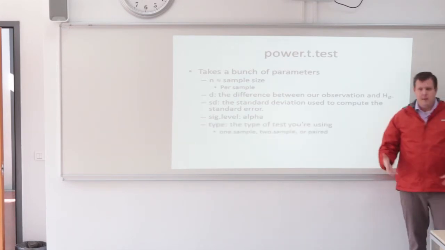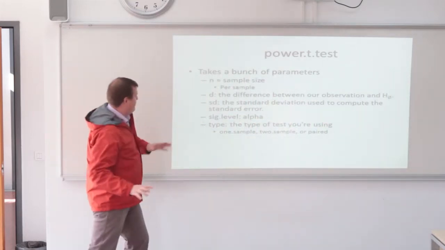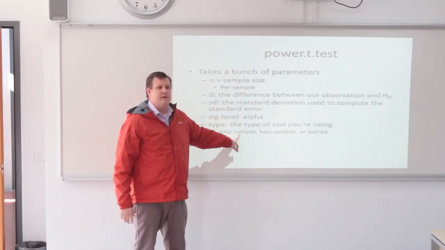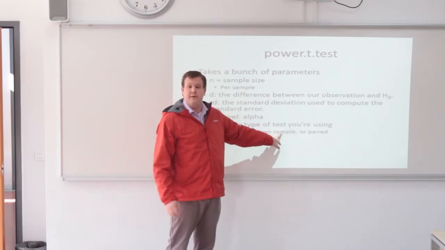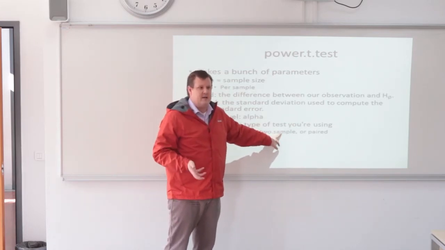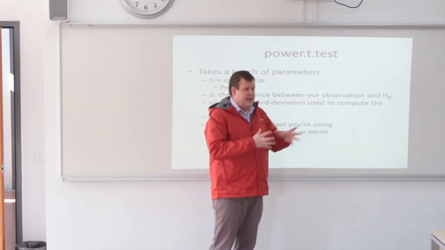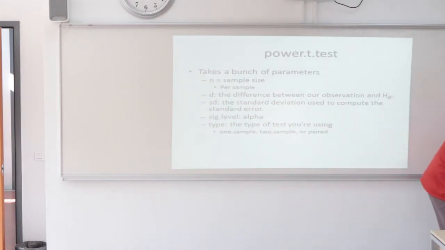Type. This is the type of test that you're going to be using. And in order to tell it what type you want, you can give it one of three types. One sample, just a regular old, plain old t-test. Or two sample, that's the independent version of the t-test. And then paired. It's two samples, but it's a paired two samples. So we would use paired for that.